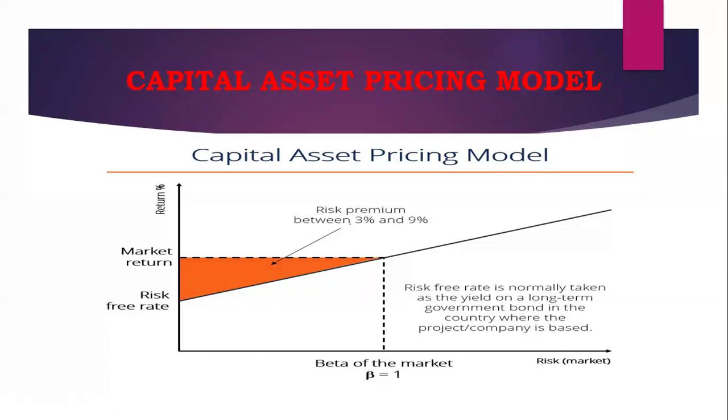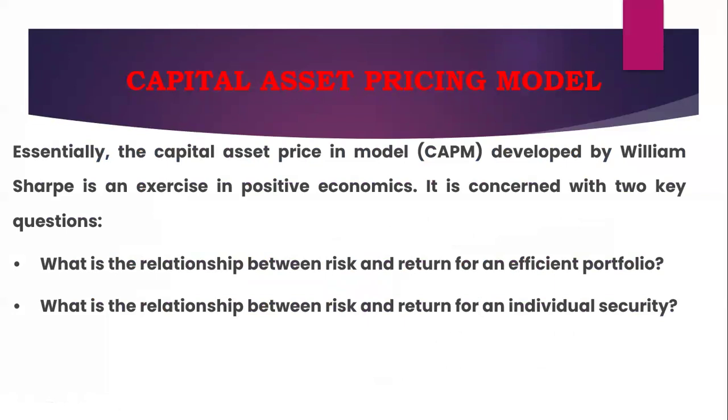Essentially, the capital asset pricing model was developed by William Sharpe. As usual, the Sharpe single index model was also developed by William Sharpe. This is an exercise in positive economics. Basically, it is concerned with two key questions. What is the relation between risk and return of the total efficient portfolio? And what is the relationship between risk and return for an individual security? So, the risk return trade off is the relationship between risk and return for the total portfolio, which should be efficient, and the relationship between risk and return for an individual security.